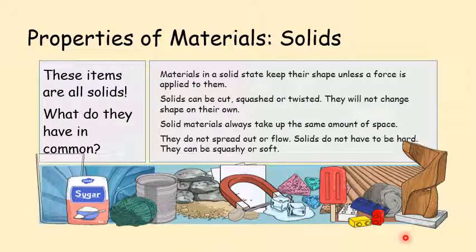Materials in a solid state keep their shape unless a force is applied to them. Solids can be cut, squashed or twisted. They will not change shape on their own. Solid materials always take up the same amount of space. They do not spread out or flow. Solids do not have to be hard. They can be squashy or soft. So even though we have the sand that can spread out, don't forget the sand is made up of lots of teeny tiny pieces or solids that don't change shape.